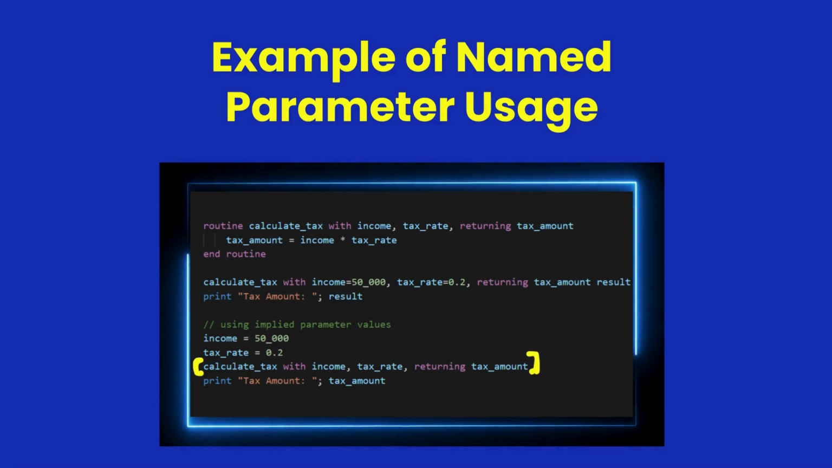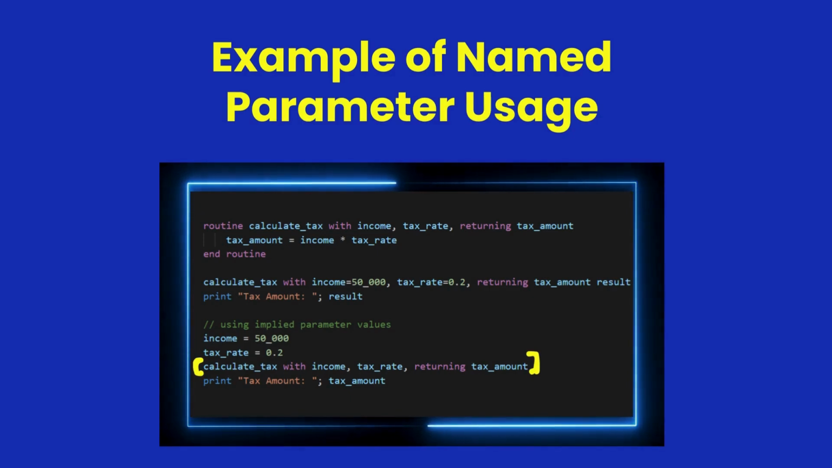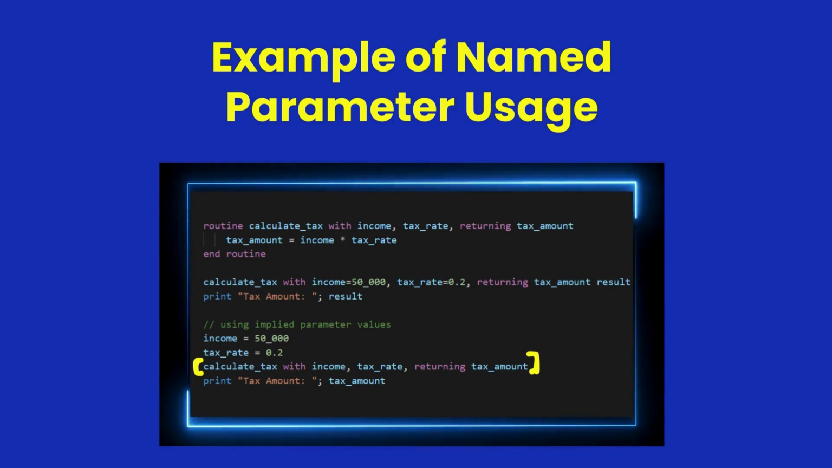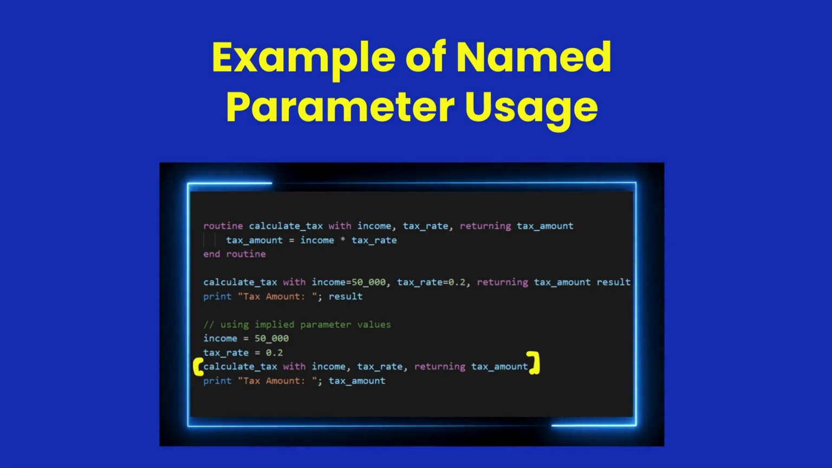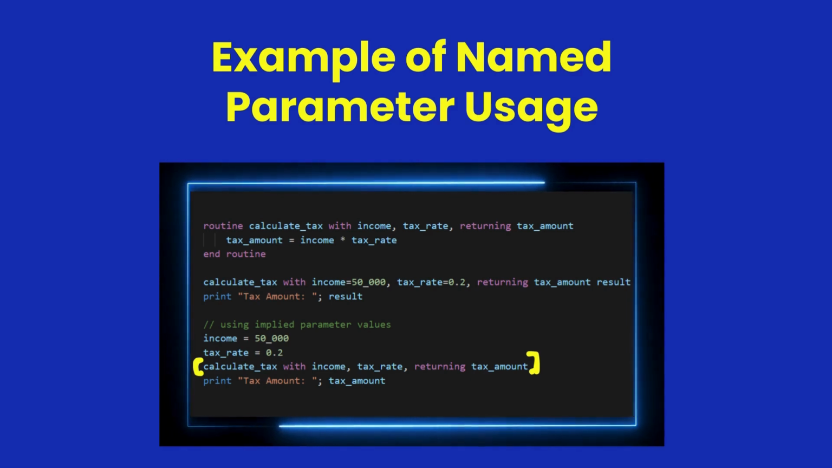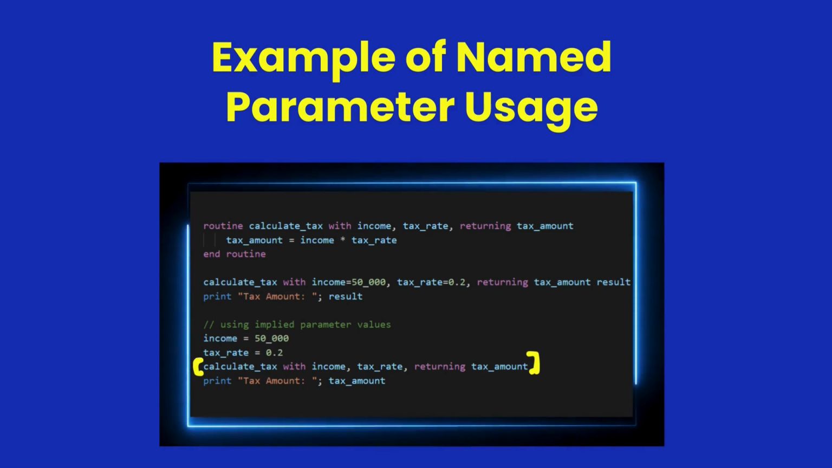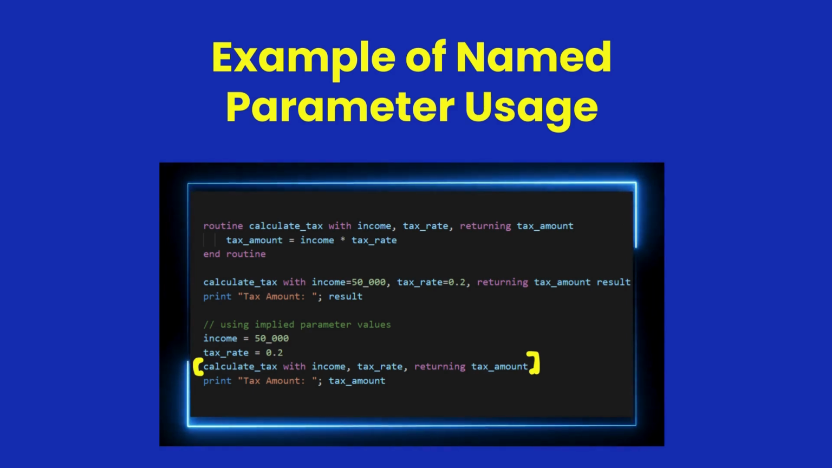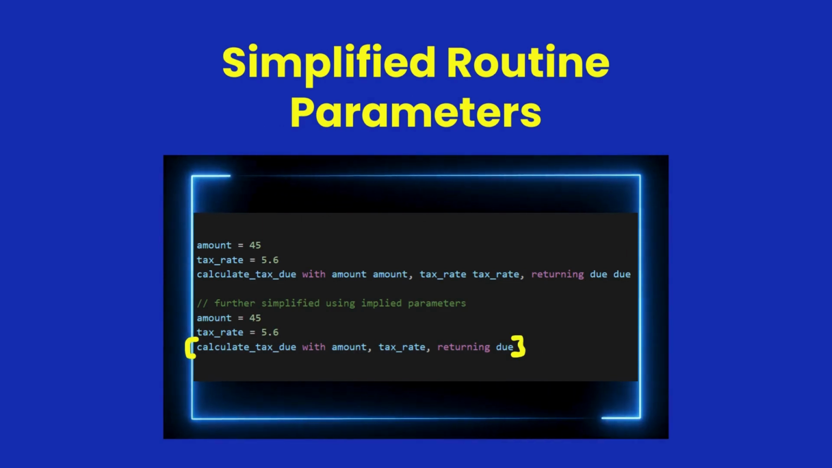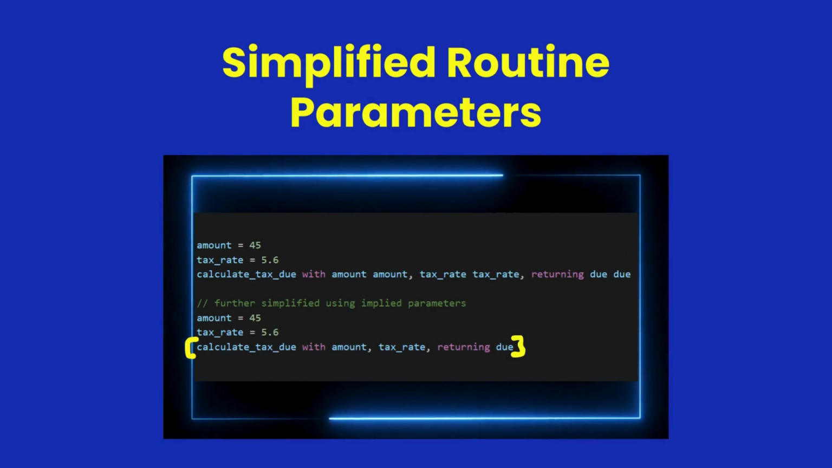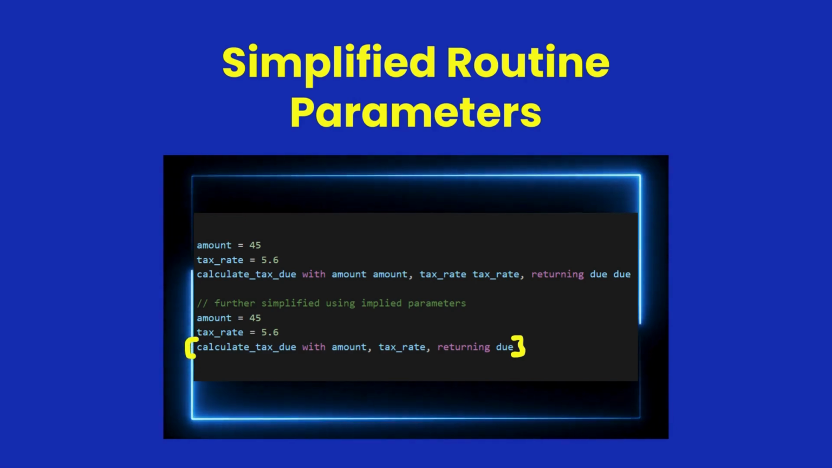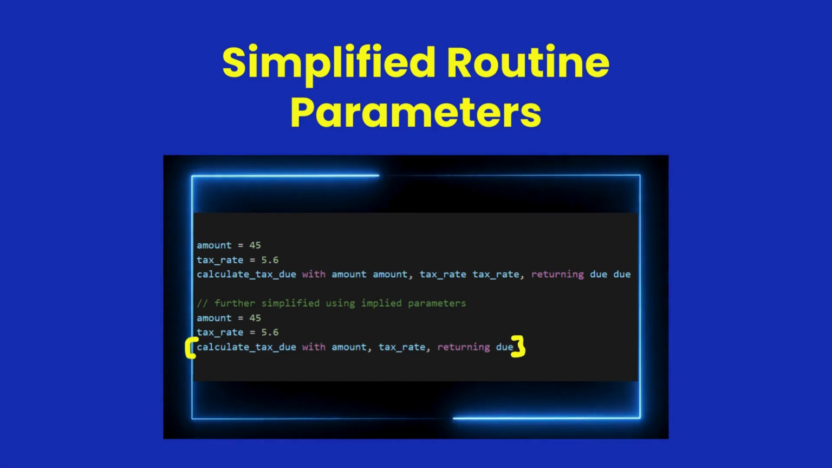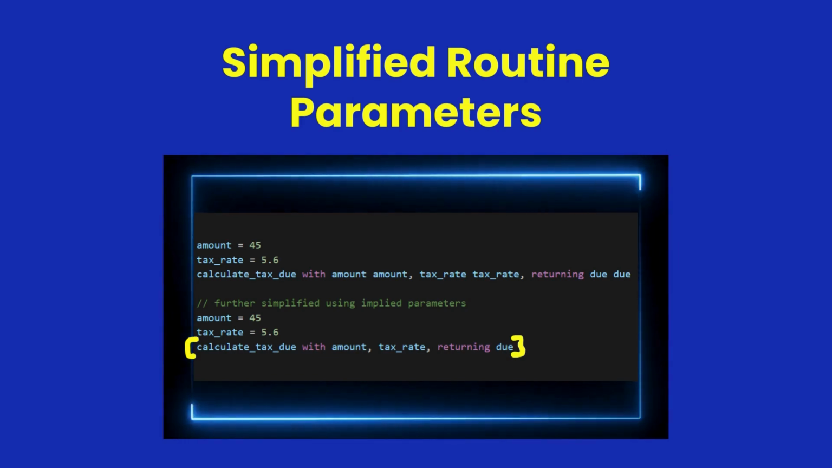This example demonstrates how to use named parameters in Sheerpower routines to calculate tax. By specifying the parameter names, the code becomes more readable and maintainable. Simplified routine parameters allow for more concise and readable code. By taking advantage of optional equals and implied parameters, you can streamline your routine calls.